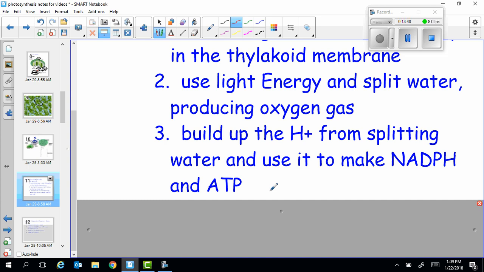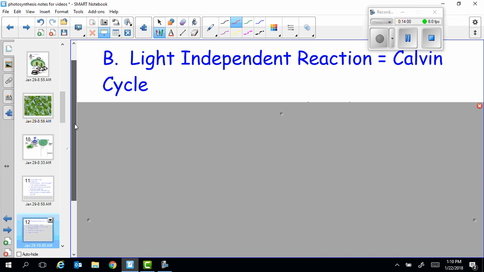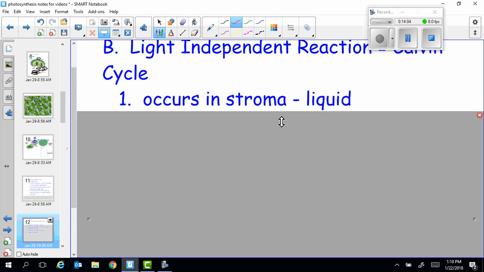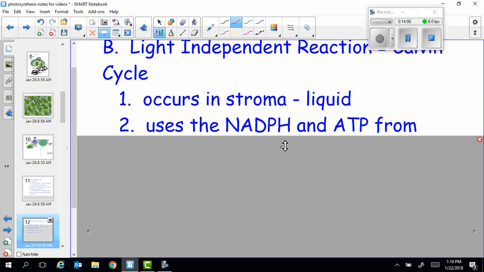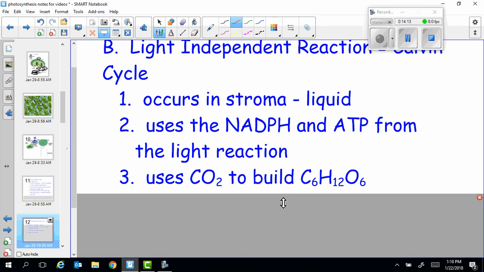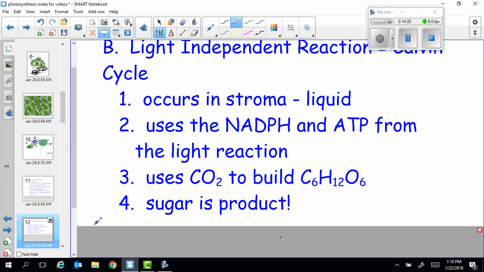So again, photosynthesis has two major steps. One is the light reaction and one is the Calvin cycle. The Calvin cycle is also called the light independent reaction. They used to call it the dark reaction, but it doesn't really happen in the dark, so they don't call it that anymore. This reaction is in the stroma, the liquid part of a chloroplast. It is going to use the NADPH and the ATP from the light reaction, and it's going to use the carbon dioxide that's coming in through those stomates. This is the sugar building step, so this is what makes the glucose and produces the sugar.